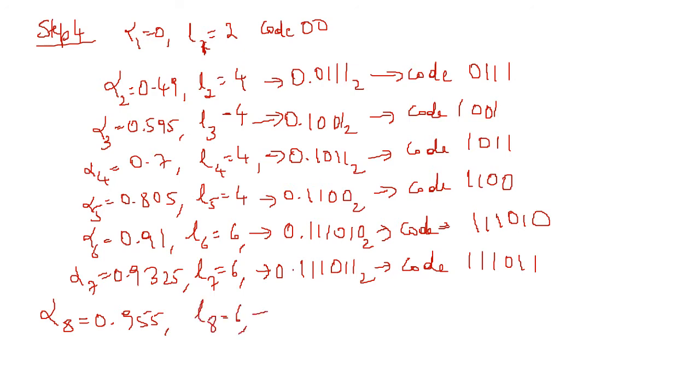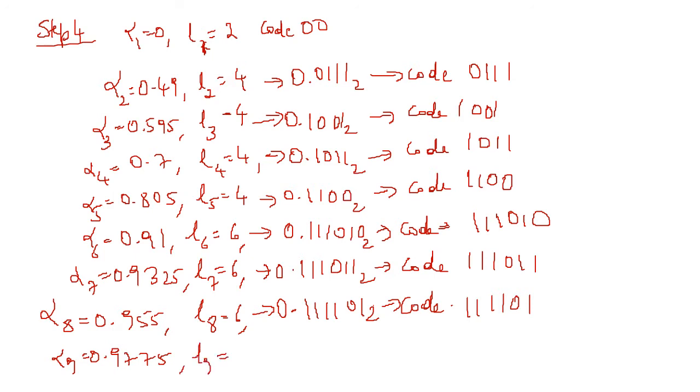So, we will convert it into respective binary value. We are going to get it as 0.111101 in binary. So, the code will be equal to 111101. Next, alpha 9, we got it as 0.9775 and L9 was equal to 6 and after converting it into binary, we are going to get it as 111110 in binary. So, the code word for the last symbol will be equal to 111110.